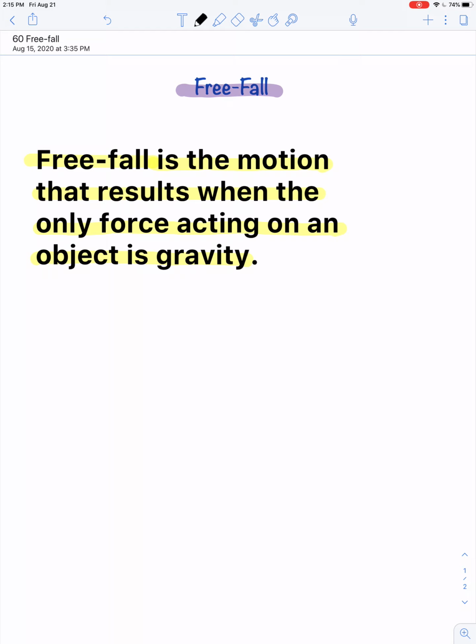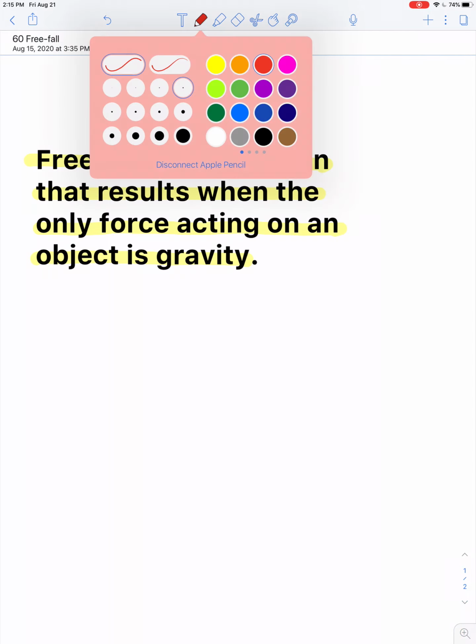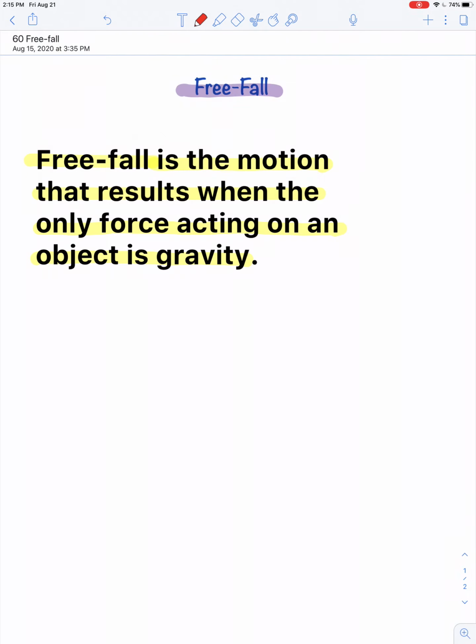I want to drive a point home here, so I probably should add something to that statement. Let's see, once again. Free fall is the motion that results when the one and only force acting on an object is gravity.